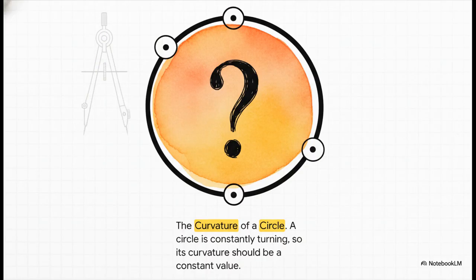Okay, on to our next example. A circle with some radius, let's call it r. Now, unlike a line, a circle is always turning. So what do you think its curvature is going to be? It should be some constant value, right? But what is it? Let's find out.